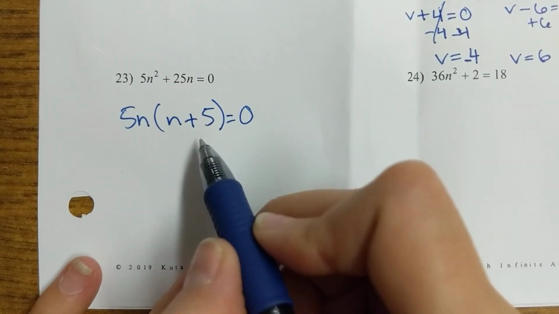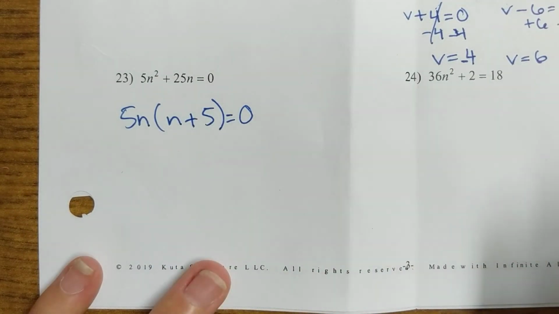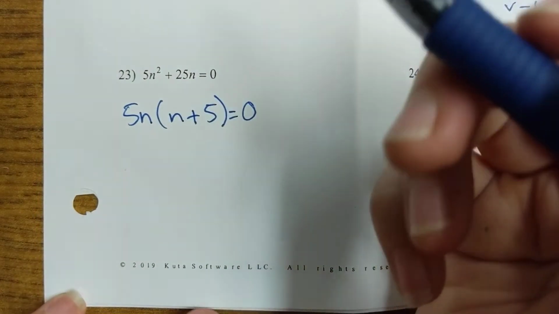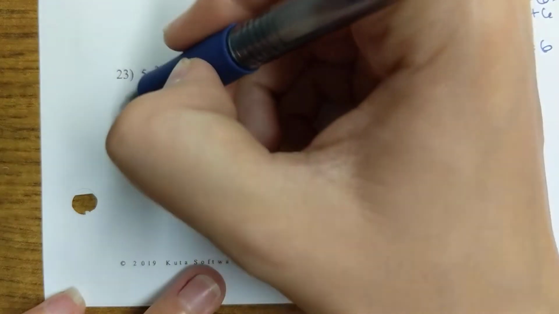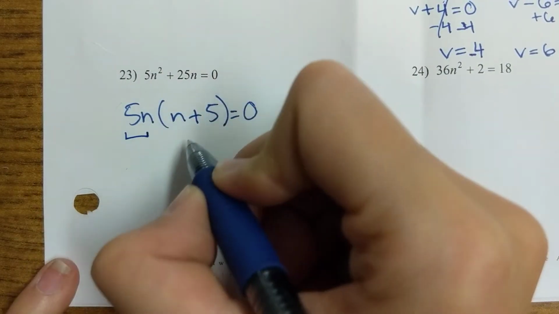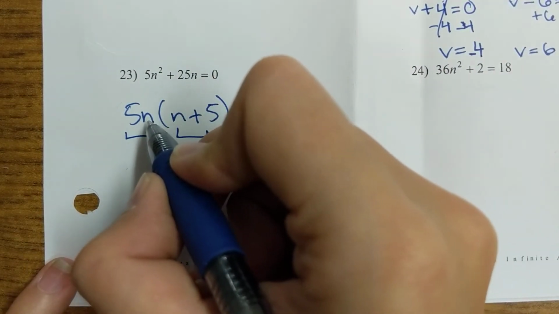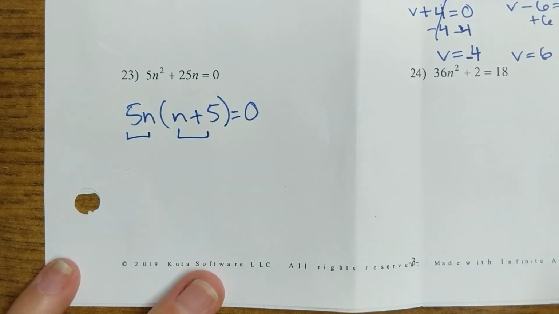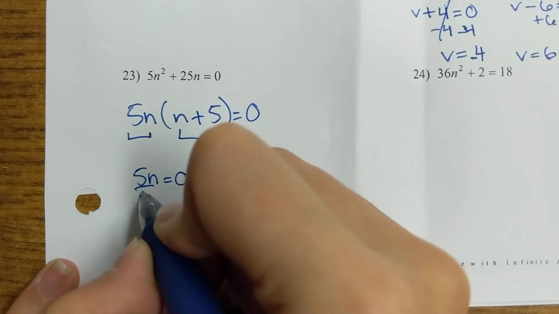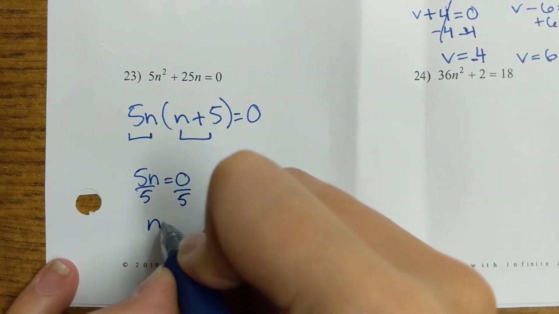Can you factor this further? No. You've already factored it completely. So use the zero product property to solve. You can put parentheses around this if that makes you feel better, if it's hard to see that wherever you have a variable, that's what you make equal to 0. So 5n equals 0, divide both sides by 5, n equals 0.